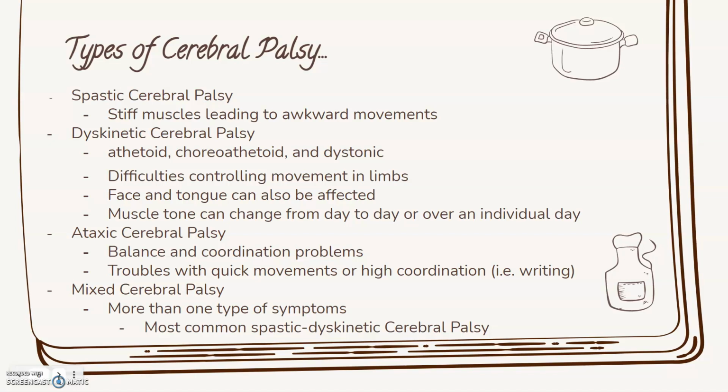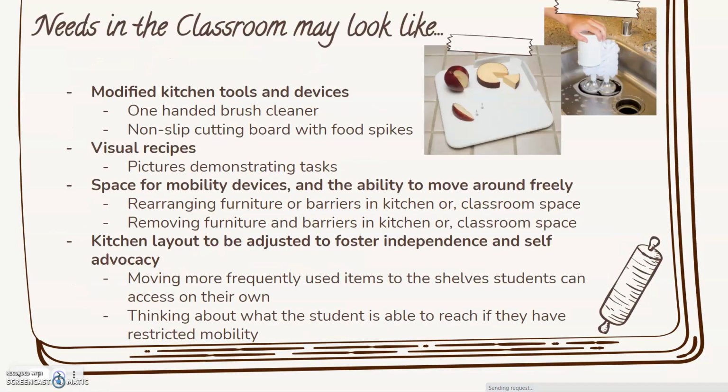And finally, there is mixed CP, which is caused when there is more than one type of symptom. The most common type of CP that can be seen is spastic CP, and the most common type of mixed CP is called spastic dyskinetic CP, leading an individual to potentially have stiff muscles, difficulties in limb movement in the face and tongue, and muscle tone changes.